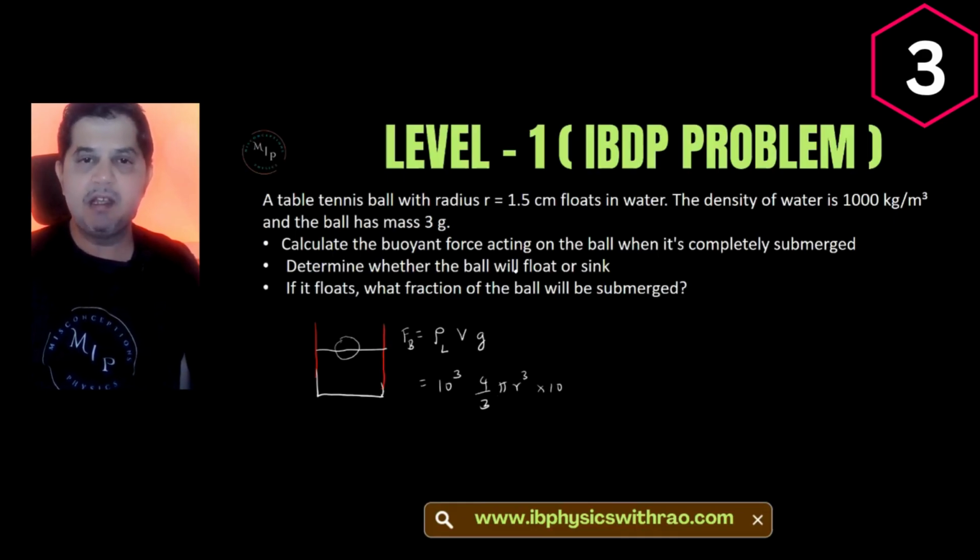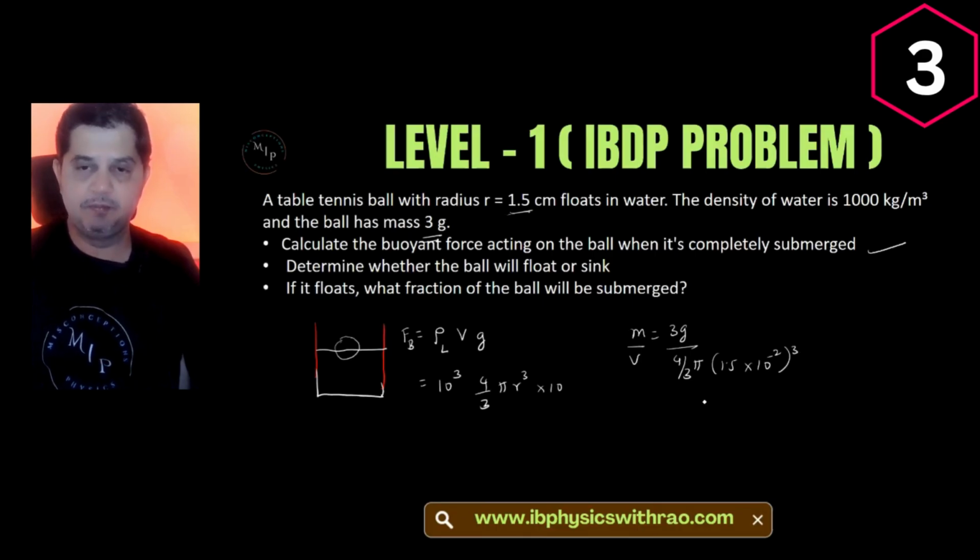Calculate the buoyant force acting on the ball when it is completely submerged. This is done. Determine whether the ball will float or sink. So how do I know this? See, the mass of the ball. What's the mass of the ball? Mass of the ball is 3 grams. What's the volume of the ball? This is already given to you. Radius is given. Volume should be equal to 4 by 3 pi into 1.5 into 10 to the power of minus 2, whole cube. Okay.